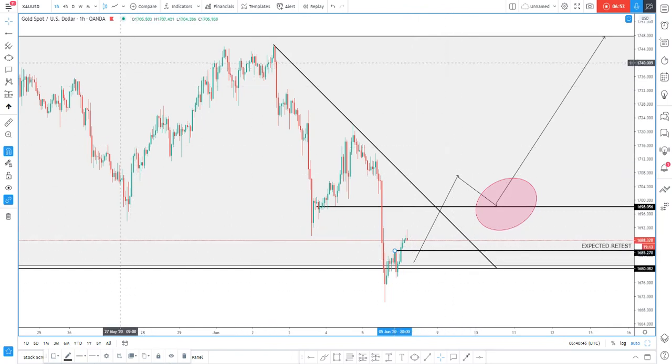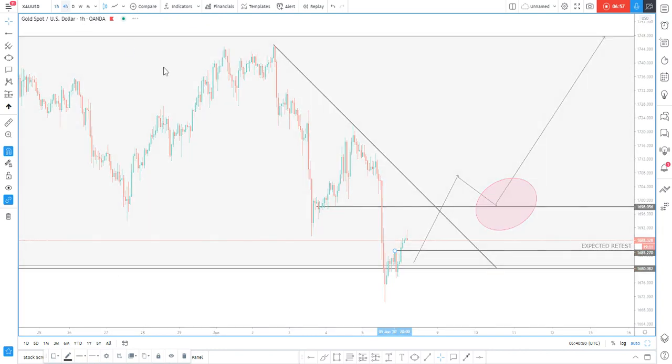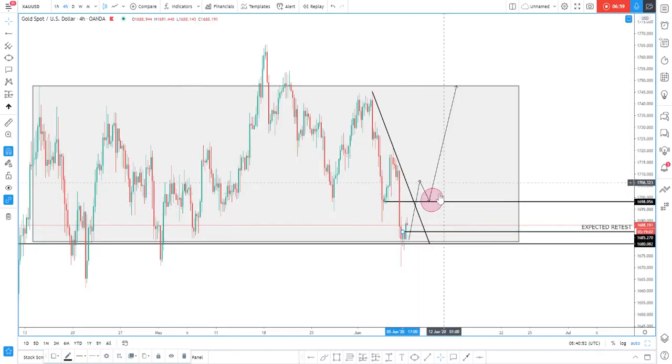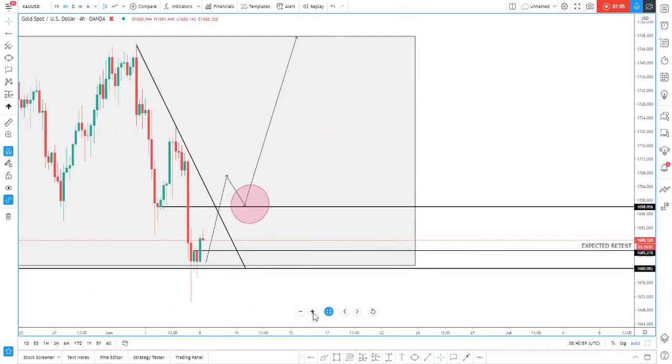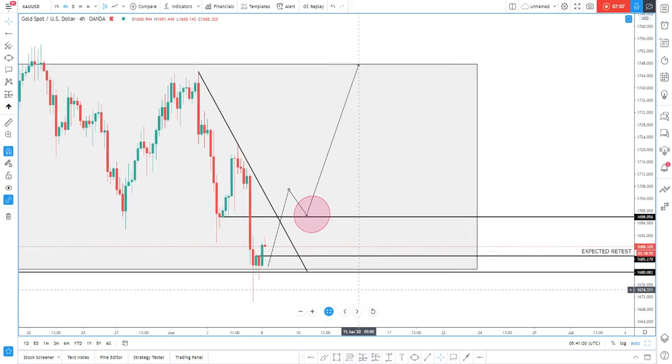But I'll be looking to get my entry on the 4 hour time frame. I'll wait for a break of structure at this area, and it's also a valid area of structure on the 4 hour time frame. 1685 to be precise is a valid area of structure on the 4 hour time frame. So if you are an aggressive trader and you don't want to wait for a major breakout, you can watch this level to get your buy entry.